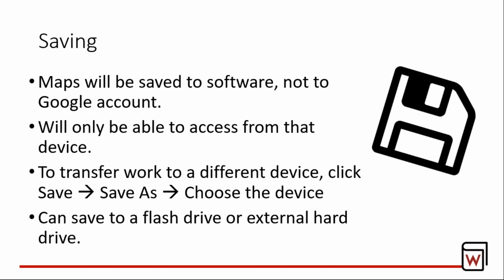And then don't forget to save. Maps will be saved to this software, that specific download on your computer, not to your Google account. And they will only be accessible from that device unless you choose to save it to a flash drive or an external hard drive and then open it up from another computer that has the Google Earth Pro software. So to save it, you'll click Save, Save As, and then you'll choose your device.